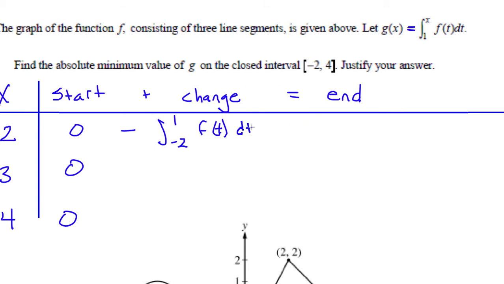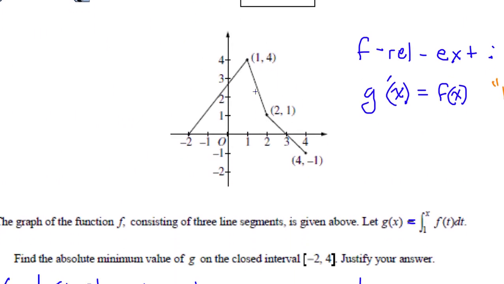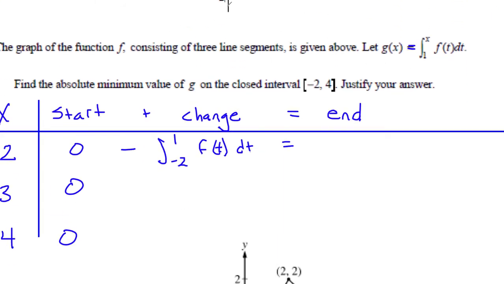F of t dt. So what is the integral from -2 to 1? I come up here and actually have to do some geometry. So I'm going to make a line right there. Oh, I have a triangle. So -2 to 1. This is 1, 2, 3 by 1, 2, 3, 4. 3 times 4 is 12. Half because it's a triangle, and I get 6. So 0 plus 6 is indeed 6. But negative, yeah, it's a minus sign.